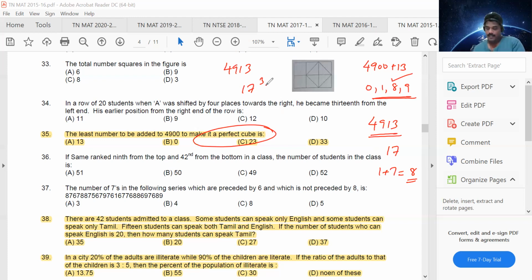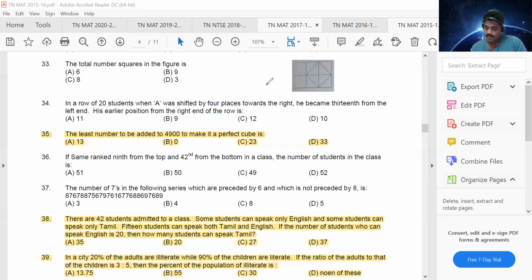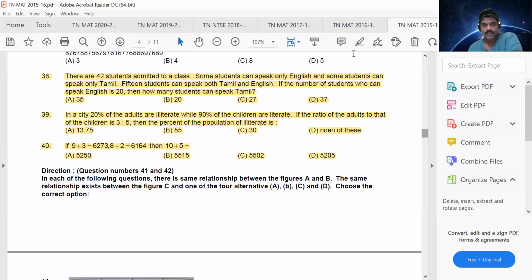Okay. Next, moving on to question number 18. There are 42 students that are admitted into a class. Some students can speak only English and some can speak only Tamil. 15 students can speak both Tamil and English. If the number of students who can speak English is 20, then how many students can speak Tamil?